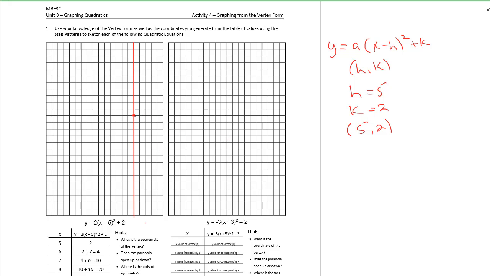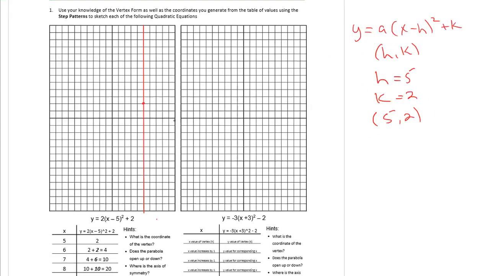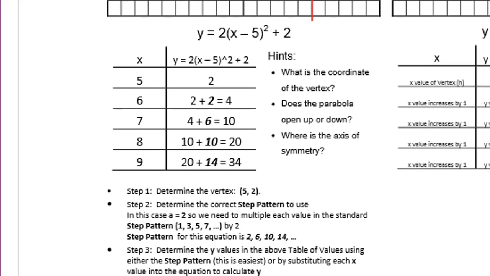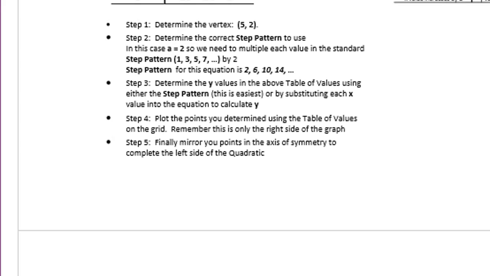Now remember, every point that we have on the right hand side of our vertex is going to be reflected in the axis of symmetry on the left hand side. So we only need to come up with the ordered pairs for points on one side of the parabola. In our table of values, we're going to start with the vertex at (5, 2), and then we're going to increase x by one value each step. So it's going to be 6, 7, 8, 9, and so on. Now we're going to use the step pattern to determine what the other values of y are going to be.